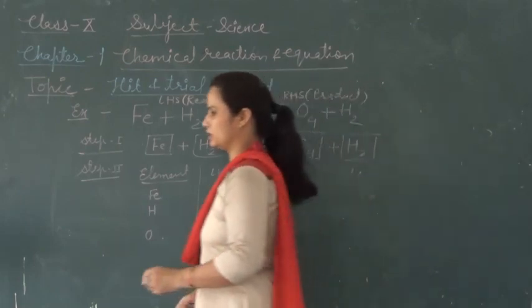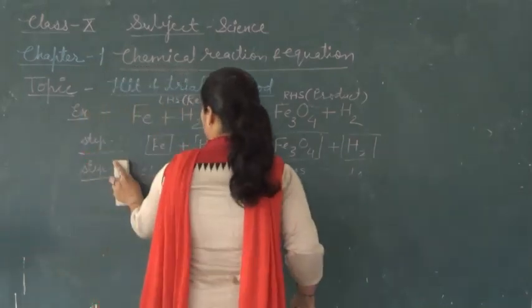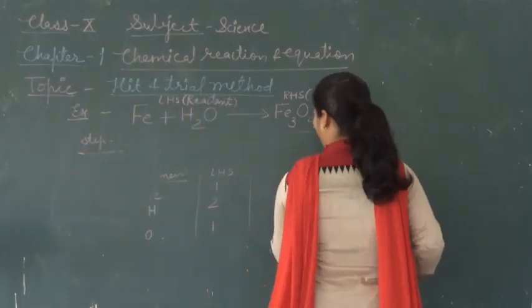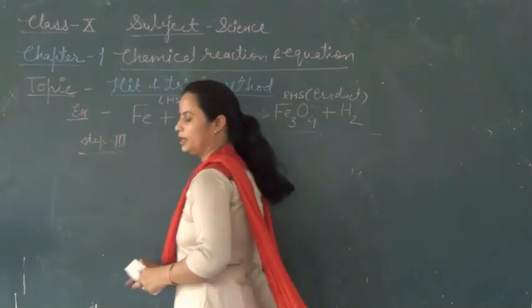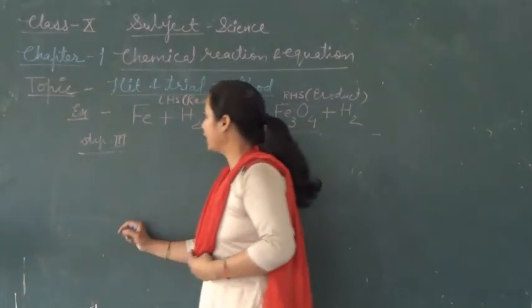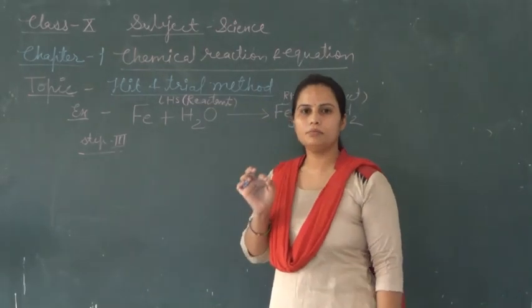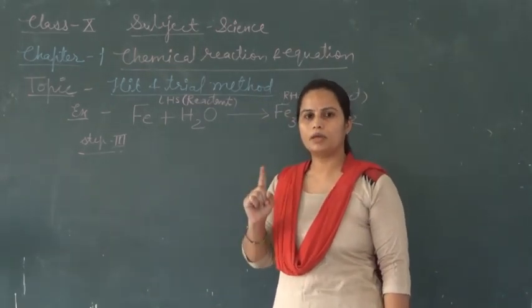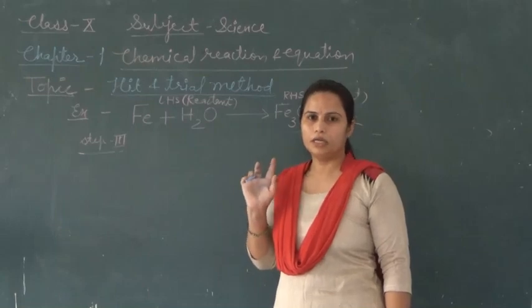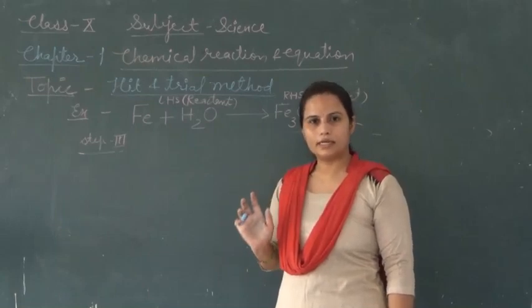Now the third step. The third step is: first we identify the compound having the maximum number of atoms, let's start with that compound, and balance both the left hand side and right hand side.